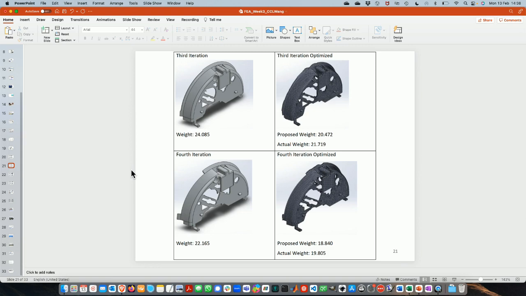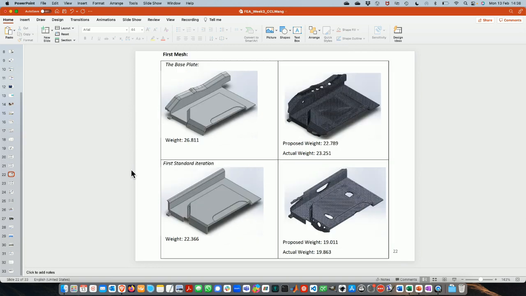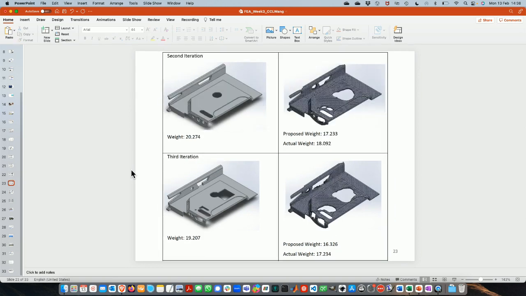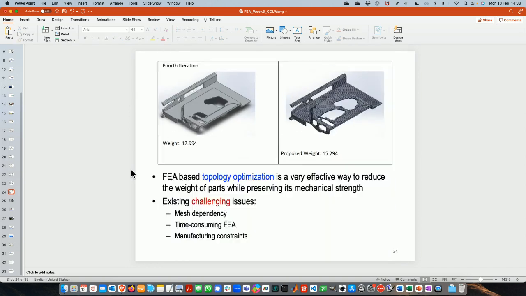So, these are very, very interesting things that can be done. A similar scenario, for example, like a base plate, where you start with about 26 kilos, and with several iterations you come all the way to about 16, probably less, or 15 kilos, up to about 15. So that's again like a 50% reduction in weight.